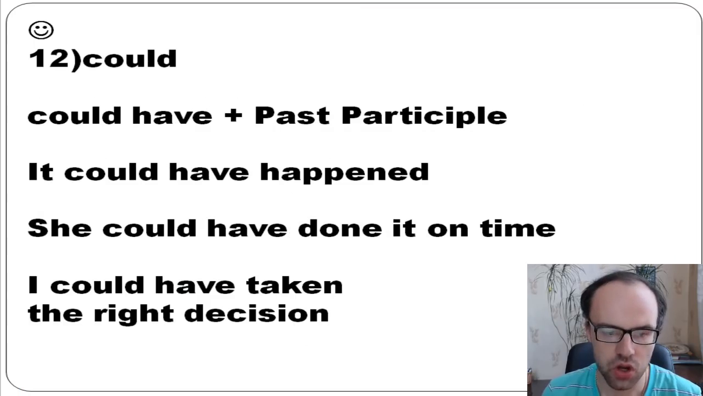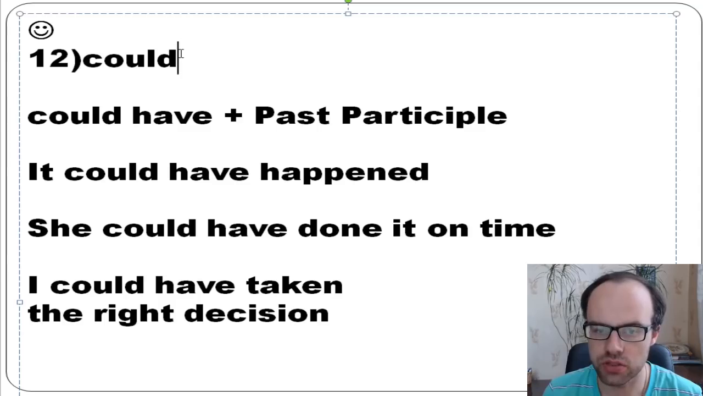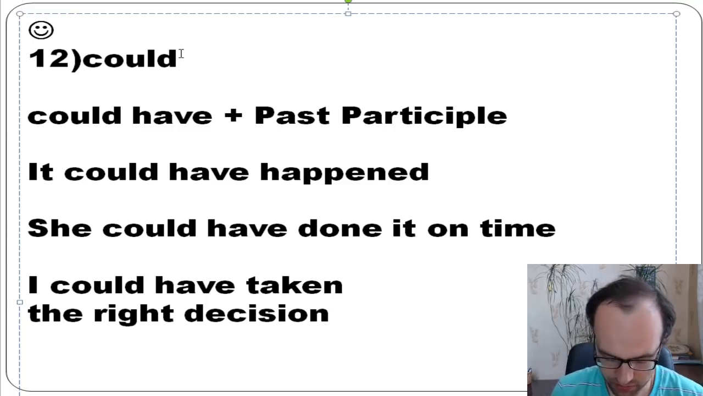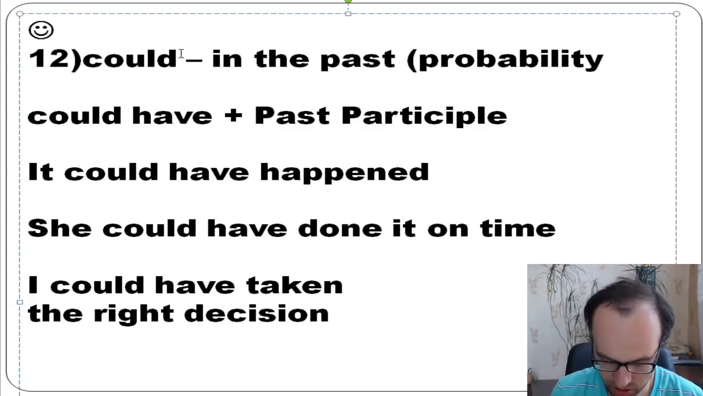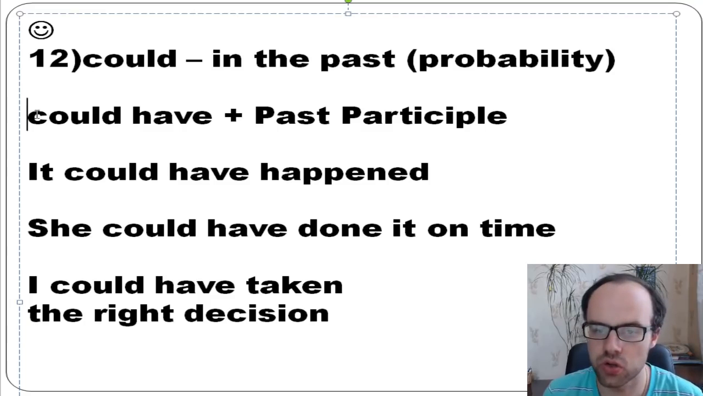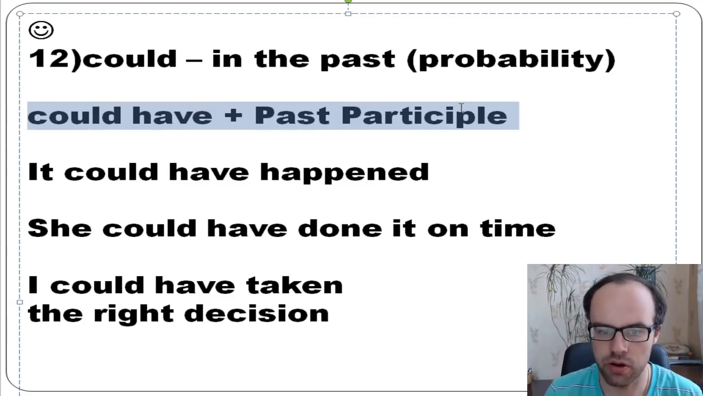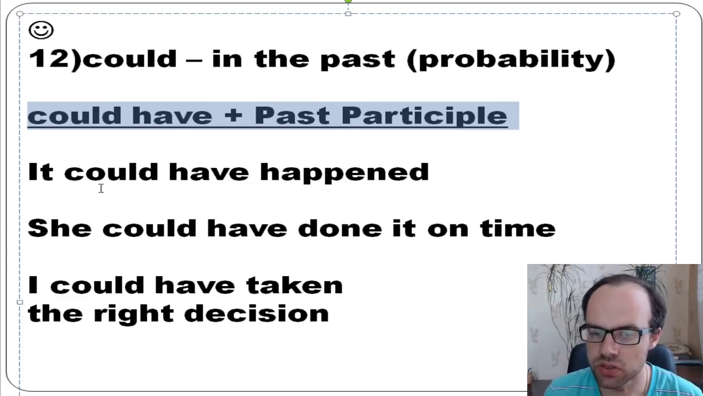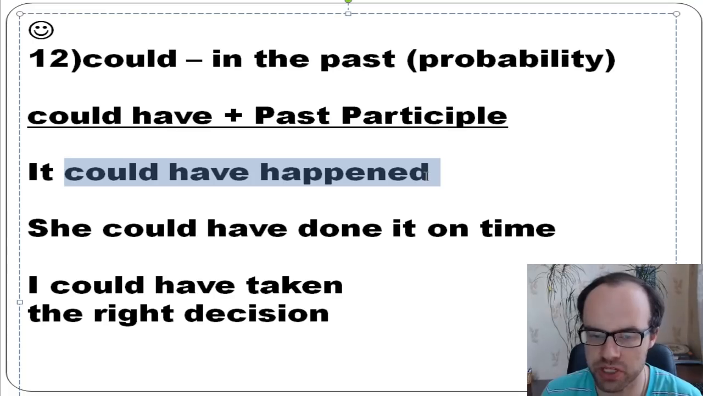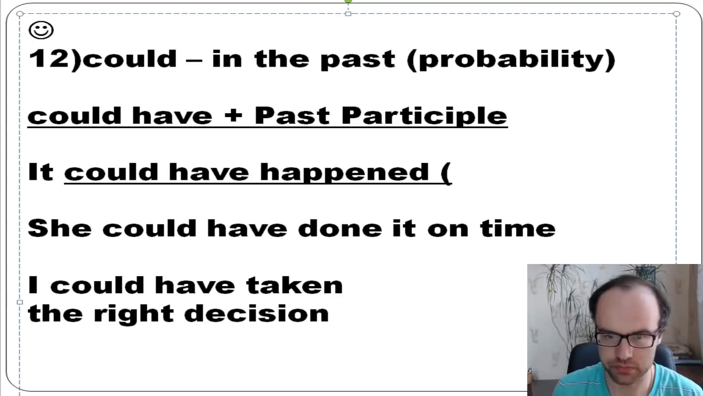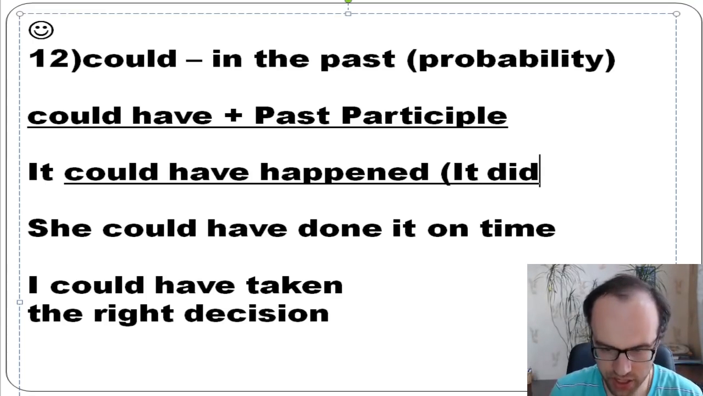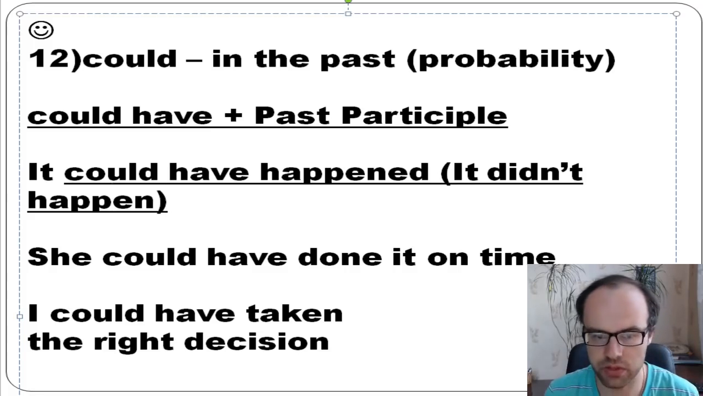Good. Well, could. Could is also a modal verb. We talked about it. So could in the past, if it's about probability, we use could have plus past participle. So it could have happened, but it didn't happen, okay?